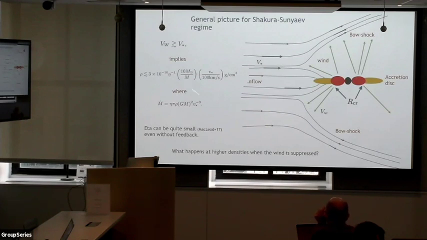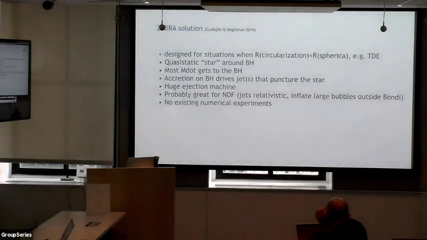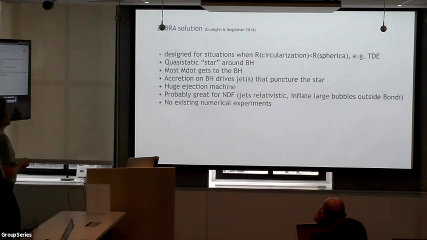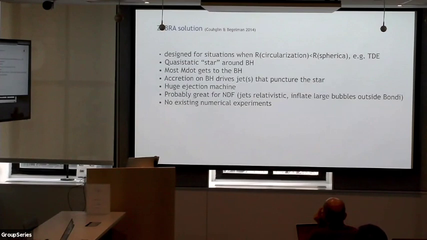Okay, so what happens if you have higher densities is even less sure. If you call the Shakura-Sunyaev solution a good solution, even though it has never really been confirmed by numerical experiments, what happens at higher accretion rates, where this wind is compressed, is even less clear. But there is a very interesting paper by Eric Kaaz and Mitch Begelman in 2015. This is the so-called ZEBRA solution. These guys were thinking exactly about the situation where the outflow is suppressed by the inflow.